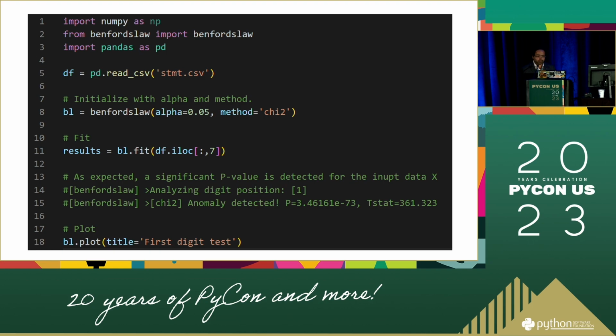So use the Benford's law method. Then set alpha equal to 0.05 and method as chi square. Then you have to fit the data. What that will do is draw the distribution. So here we are drawing the distribution for the first digit, second digit and the third digit.